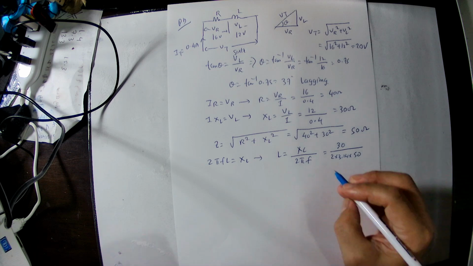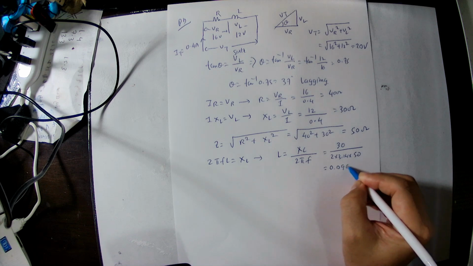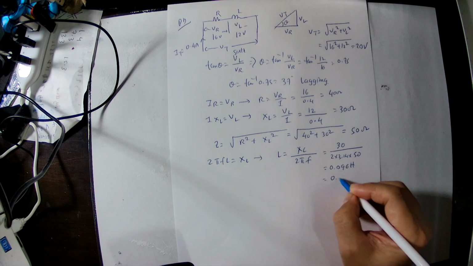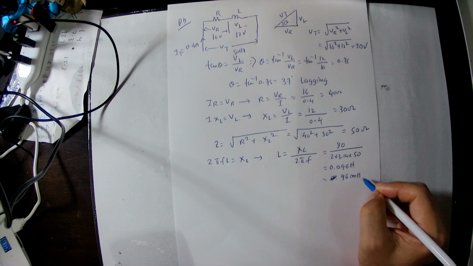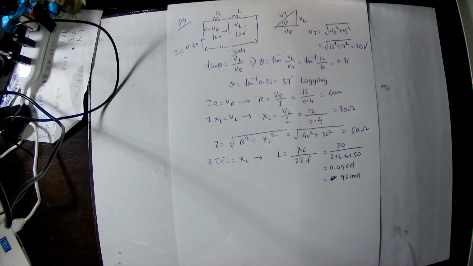0.096 Henry. Multiply 10 power 3, so 96 millihenry. So this is the inductor we can calculate it.